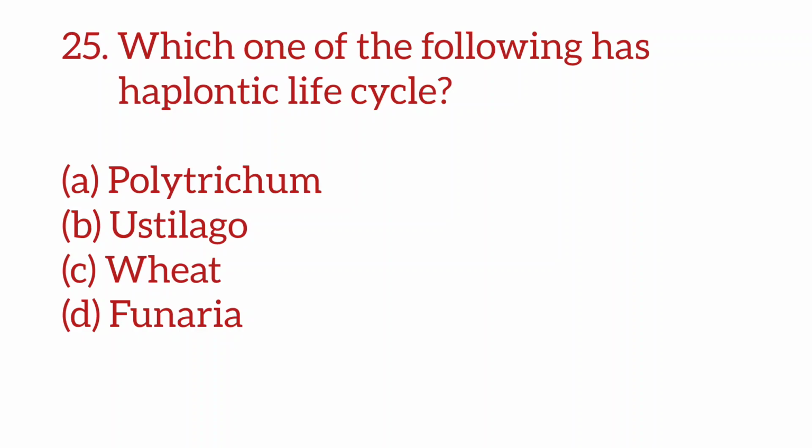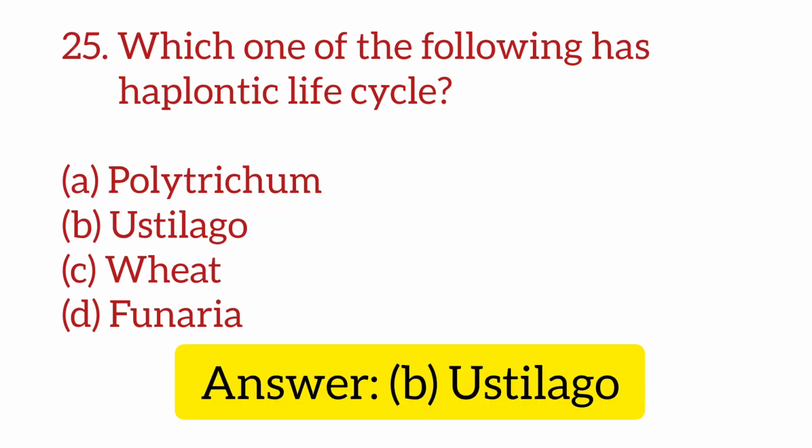25. Which one of the following has haplontic life cycle? A. Polytrichum. B. Ustilago. C. Wheat. D. Funaria. Answer: B. Ustilago.